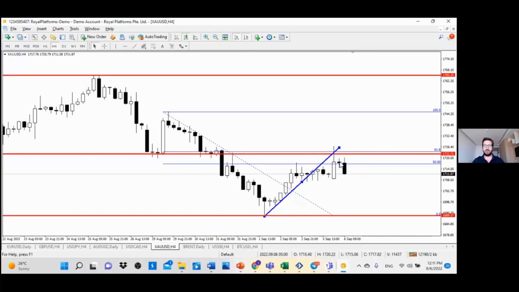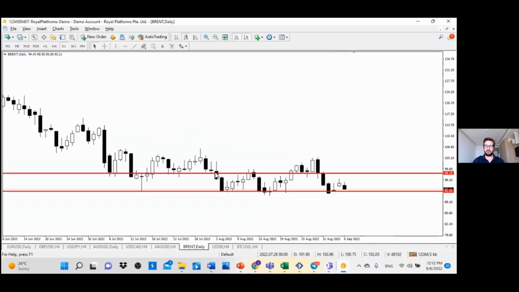We have a doji candle here, which signals a potential reversal, especially that the market found sellers around the 61.8. So we have a breakout of this bullish trend line. We have 61.8 as a reversal, the doji showing weakness on behalf of bulls. So most probably the market will move again to the downside to test the 1690 or 89.